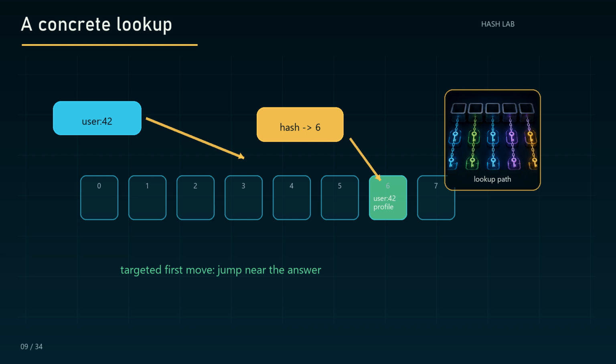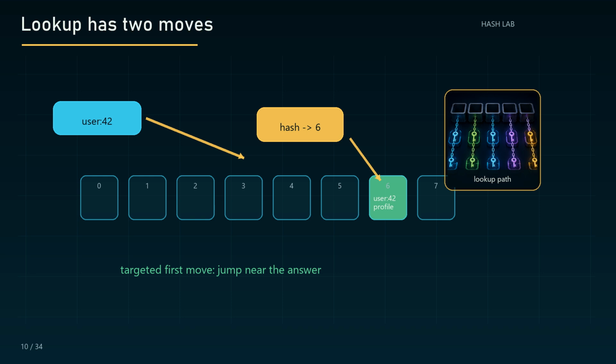Imagine key user 42. The hash function maps that key to bucket 6. We jump to bucket 6 instead of scanning from the beginning. If bucket 6 holds the matching key, we return the value. The win is that the first move is targeted.